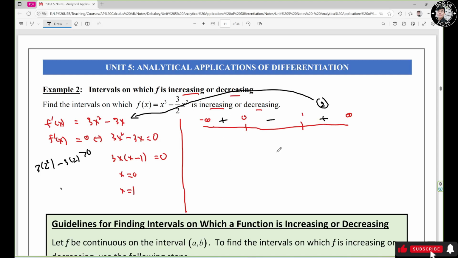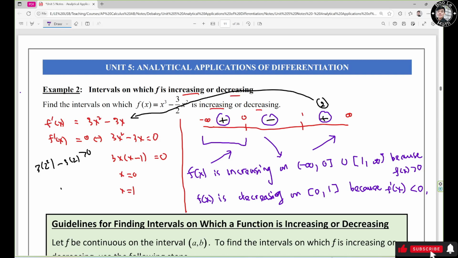This way is only correct if you have a zero with odd multiplicity. If you have a zero with even multiplicity, it's gonna be totally different, so be careful. Within this interval, the function is increasing because f prime of s is greater than 0. This one, the function is increasing because f prime of s is greater than 0. Within this interval, the function is decreasing because f prime of s is less than 0.